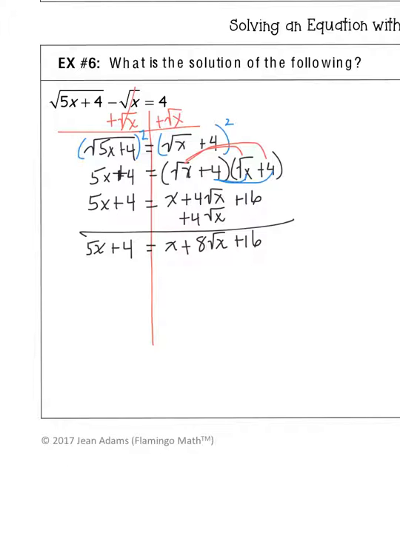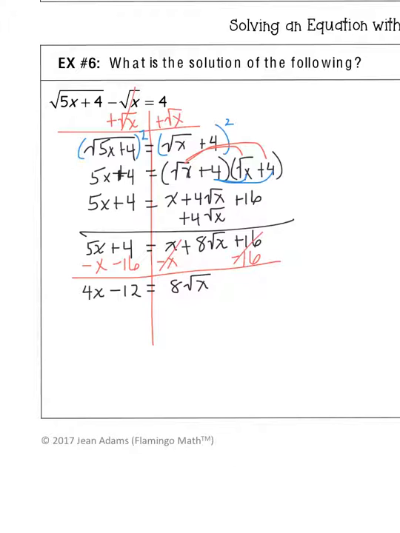Okay, so now we need to isolate the next radical. So we're going to try to get this radical all by itself. So I'm going to start off with moving the x. So I'm going to subtract x, and then I'm going to move the 16 by subtracting 16 from both sides. So I end up with 5x minus x is 4x. 4 minus 16 is minus 12 equals 8 square root of x.